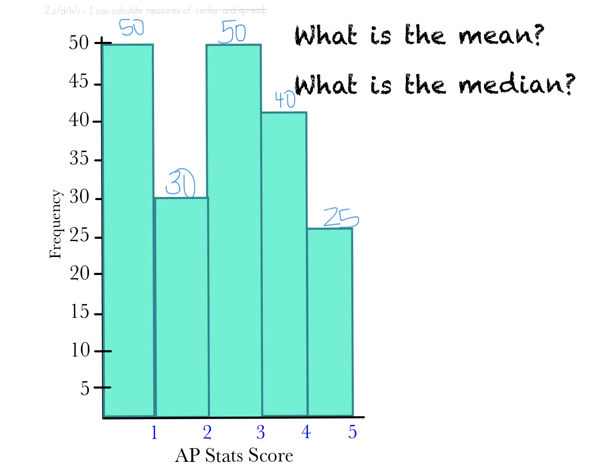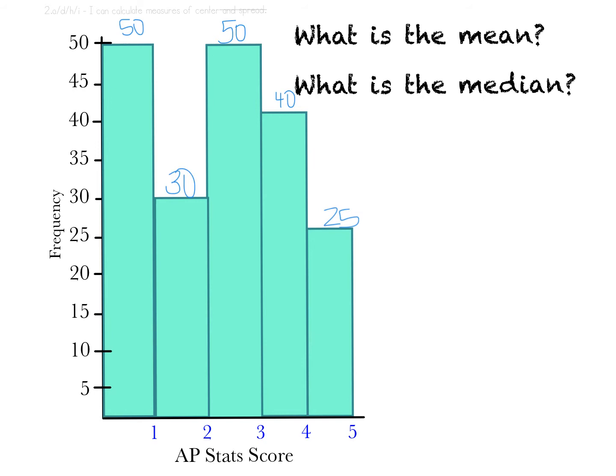So really, what I can do to find the mean is I can think about, okay, I need to add them all up. Well, 50 1s is 50, 30 2s is 60, 50 3s is going to be 150, 40 4s is going to be 160, and 25 5s is going to be 125. So I can think of it in terms of that grouping to save me some time.